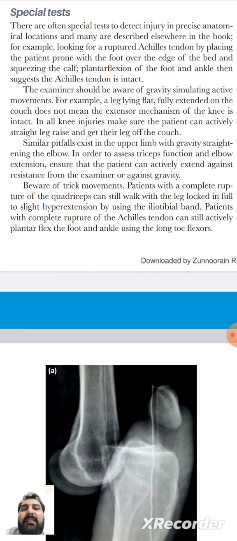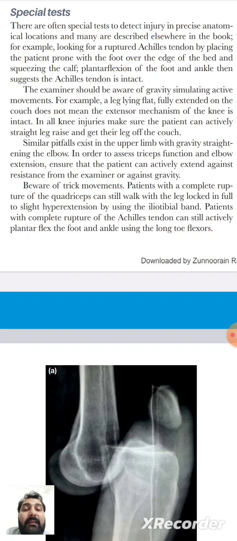There are often special tests to detect injuries in precise anatomical location, and many are described elsewhere in the book. For example, looking for a ruptured Achilles tendon by placing the patient prone with the foot over the edge of the bed and squeezing the calf. The plantar flexion of the foot and ankle then suggests the Achilles tendon is intact. What is this test called? This test is Thompson test.